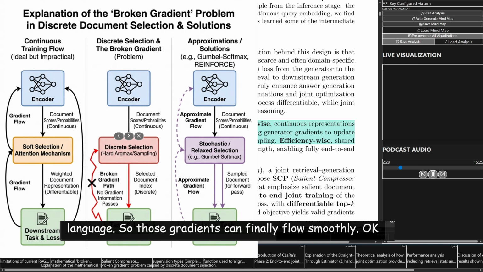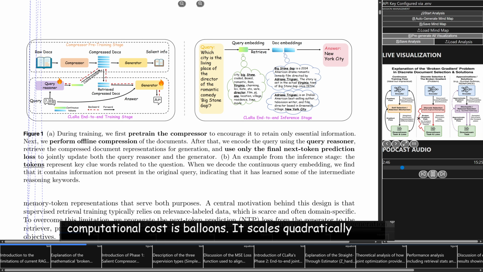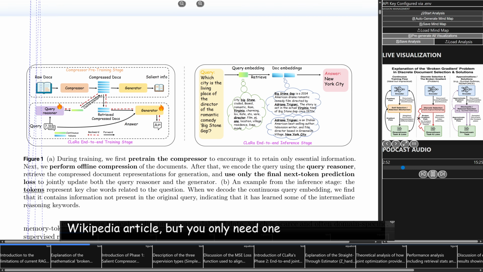Okay, so before we can fix that broken gradient, we have to deal with the first problem, which is just the sheer inefficiency of it all. Standard RAG systems are just choking on context length. Oh, absolutely. Every time you feed raw text into these models, computational cost just balloons. It scales quadratically, sometimes even worse depending on the architecture. It's so redundant. Totally. You might have a whole Wikipedia article, but you only need one single fact from it. Yet the model has to process thousands and thousands of useless tokens just to find it. So how does CLaRa get around that?